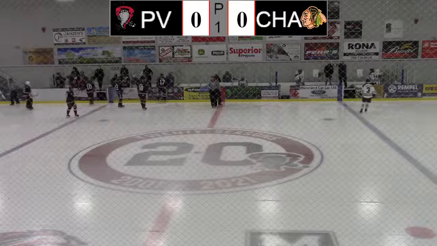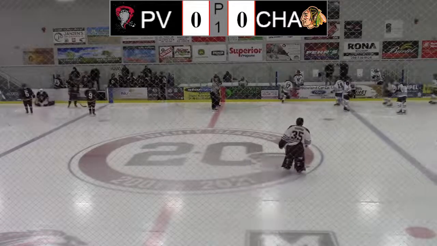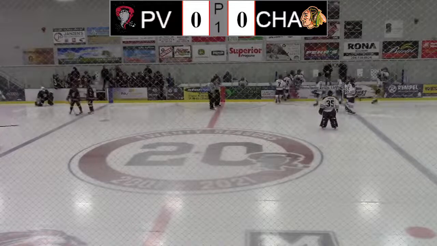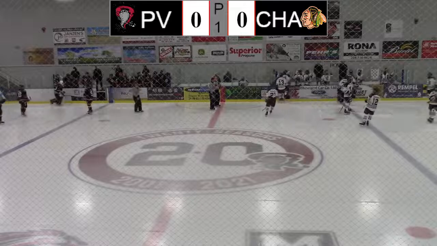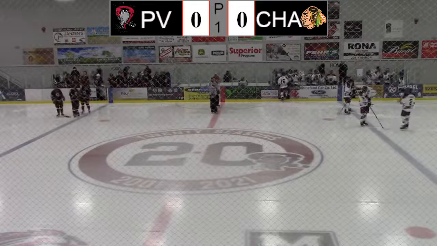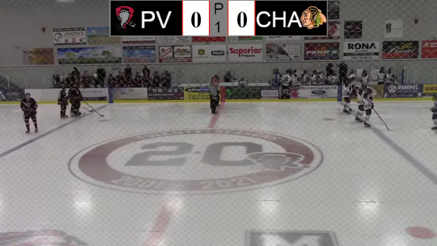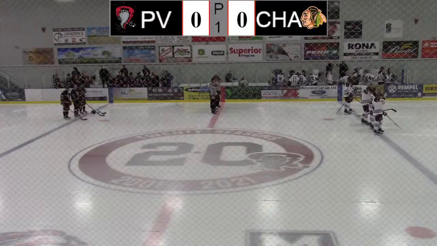We are just getting underway for this game this evening as the Penn Valley Twisters, who are 23-7-4, are facing the Charleswood Hawks with a record of 14-21-1. And now we're going to join in our PA announcer for the national anthem.